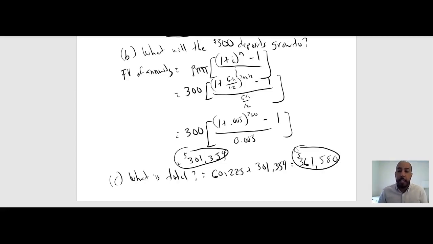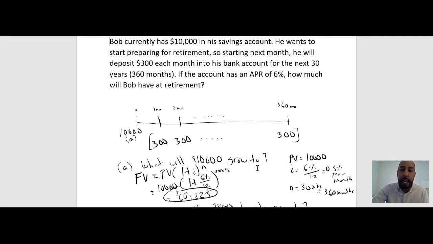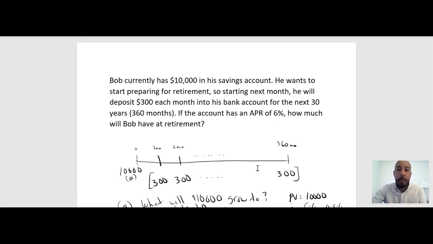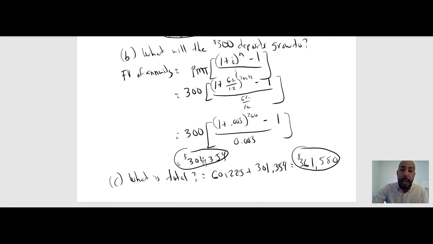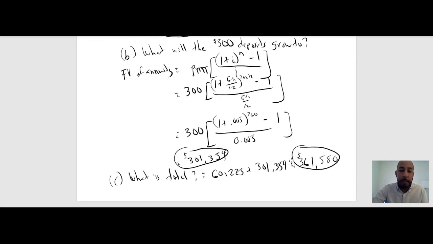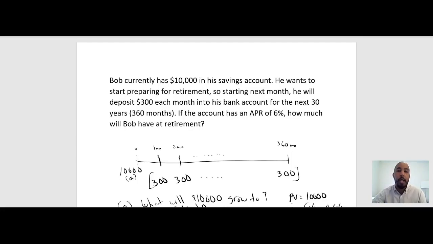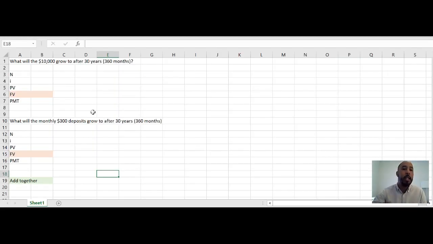And that's our answer. So if we want to know how much Bob is going to have in his account once he retires, he's going to have a total of 361,580. We just did this problem by hand. We can also use Excel to solve this problem, so let me go to Excel and let's work that out.